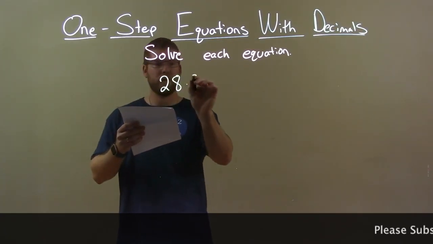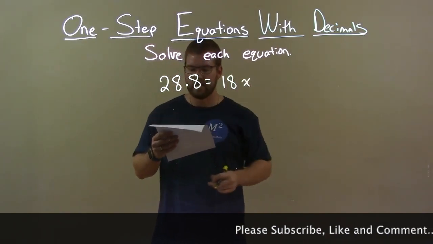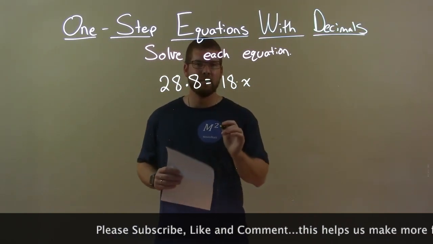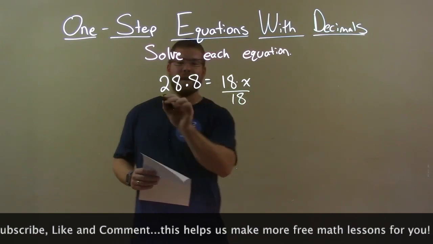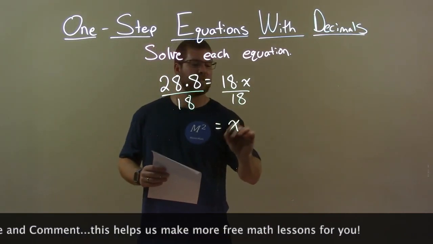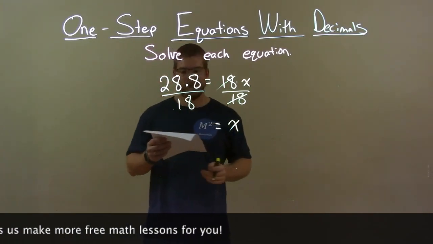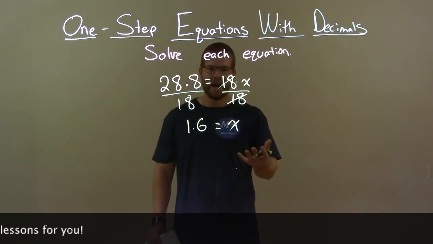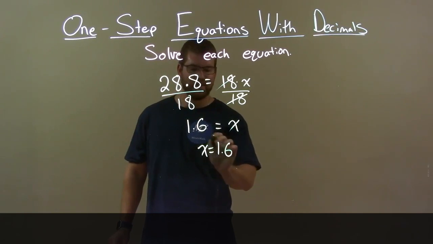28.8 equals 18x. Now we want to get x by itself. It's being multiplied by that 18 right there. Opposite of multiplication, division. Divide both sides by 18. This ensures that x is by itself because these 18s cancel. 28.8 divided by 18 is 1.6. So if 1.6 equals x, we can rewrite it to have x come first. x equals 1.6, and there we have our final answer.